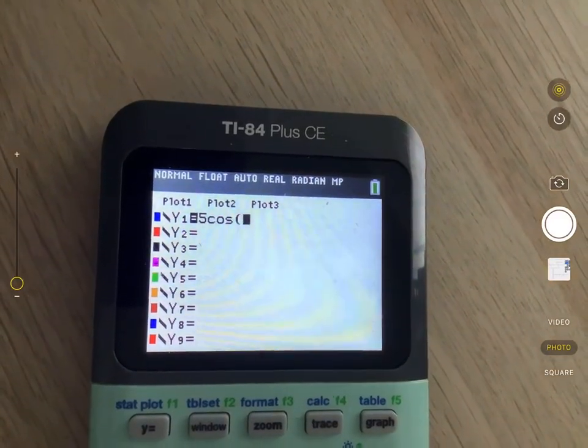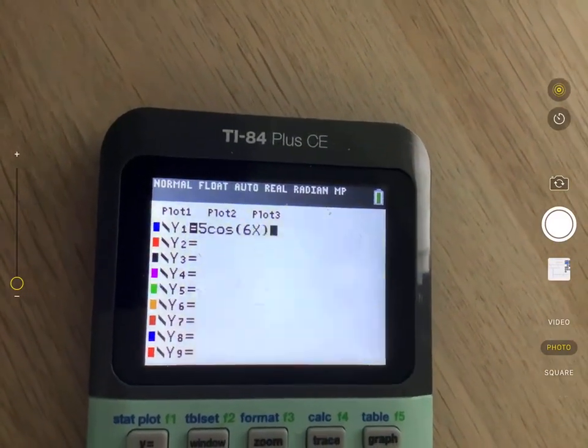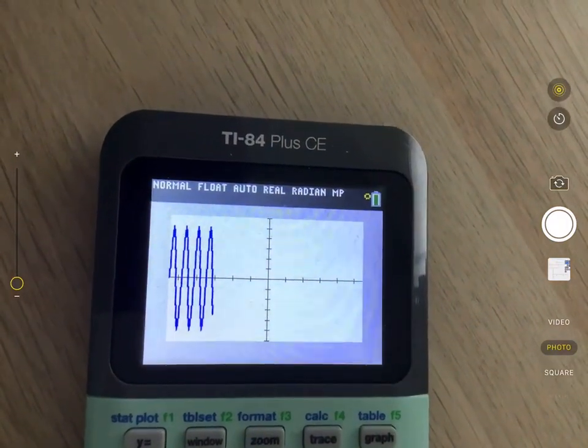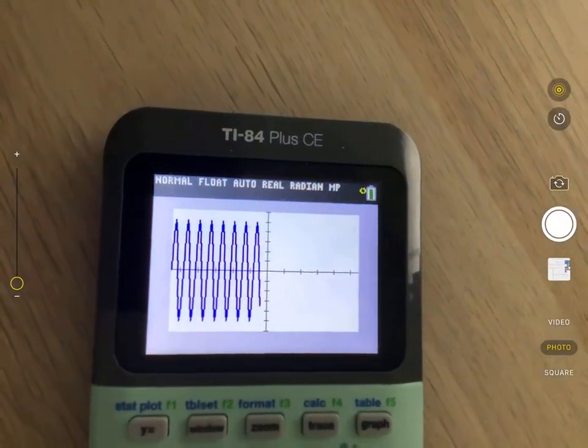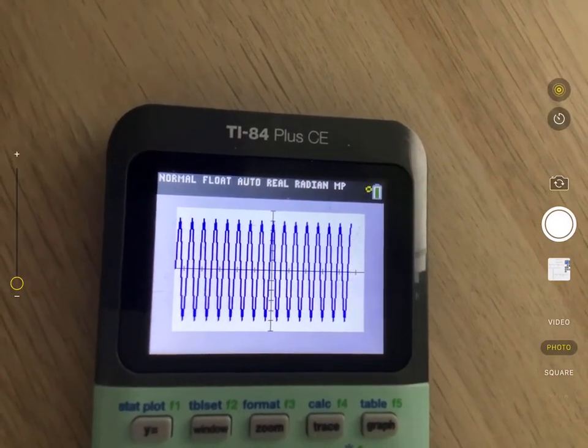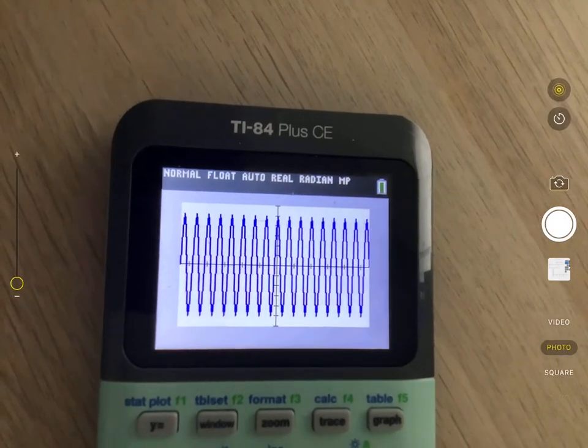I could also put something with the x. If I change this to a 6x, I'm going to see 6 cycles in 2 pi. So when I graph this, I see a lot more of those cycles happening. Again, my window is not from 0 to 2 pi, so I would have to play around with that if I wanted to see exactly what I would see.